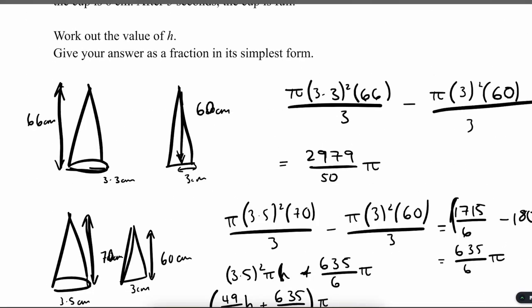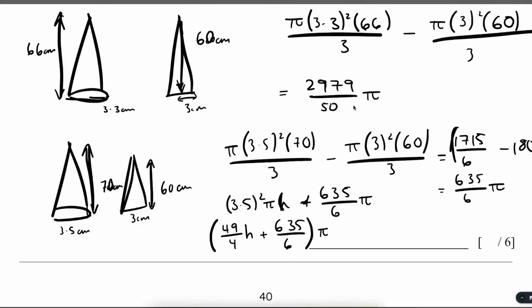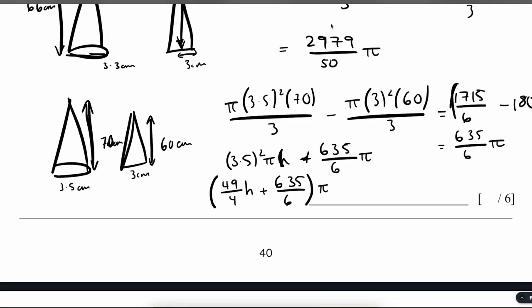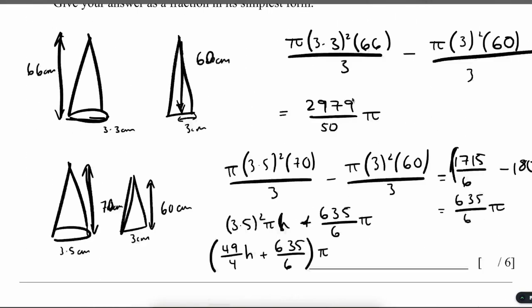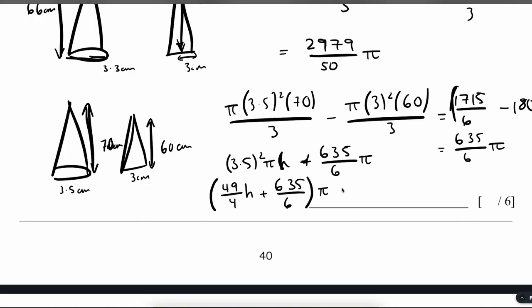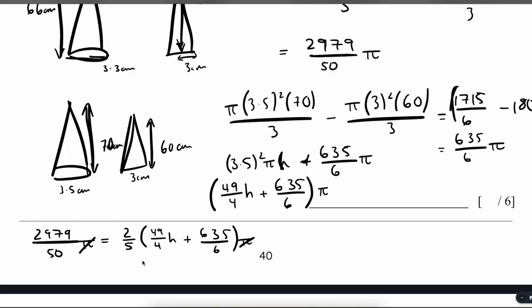So now we know the volume of the full cup, and we know the volume after 2 seconds. So this is going to be 2/5 of this, because this is after 2 seconds, this is after 5 seconds. So 2979 over 50 pi is 2/5 of 49 over 4 h plus 635 over 6 pi. Now we can ignore the pi's on both sides because they are constants, and we can expand this out. Then we can subtract that onto the other side.